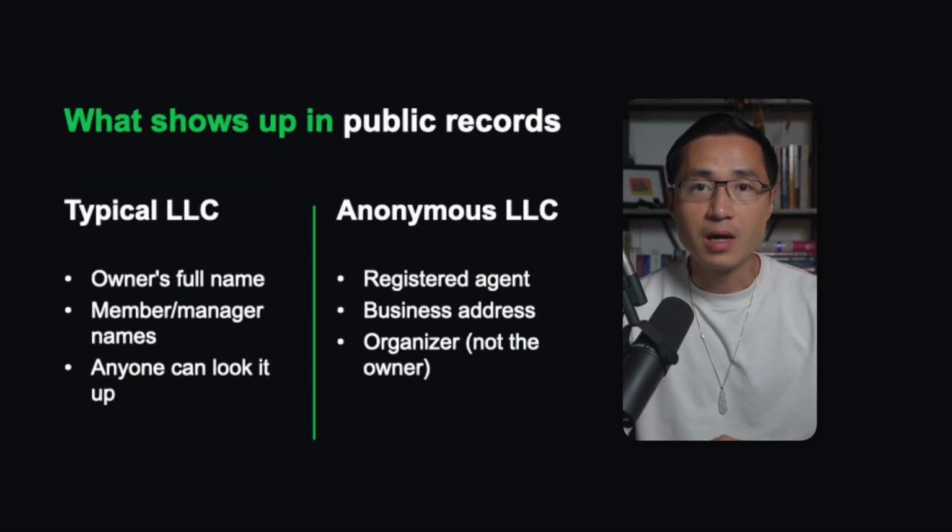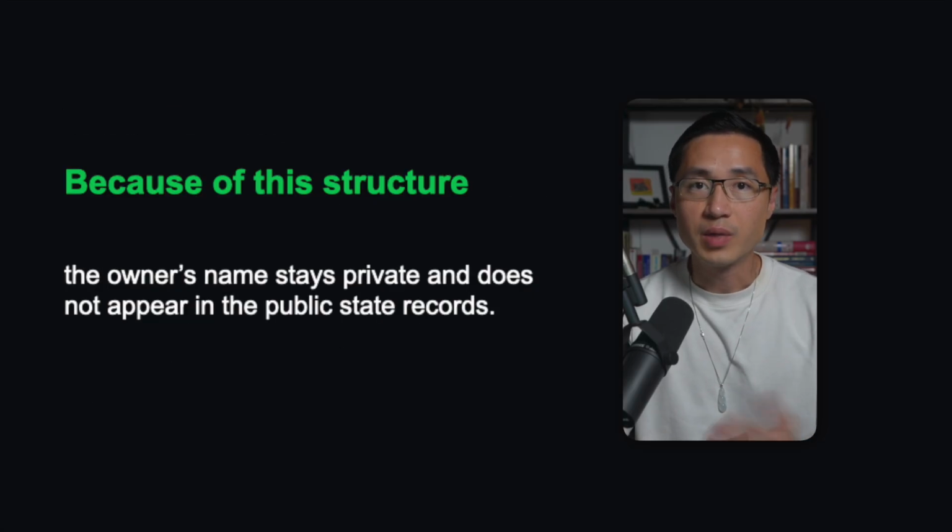Instead, the state filing documents typically only show the registered agent, the business address, and the organizer who filed the formation documents. The organizer is simply the person who submits the paperwork to create the LLC, and that doesn't necessarily mean that they are the owners of the business. And because of this structure, the owner's name can stay private and does not appear in any public state records.